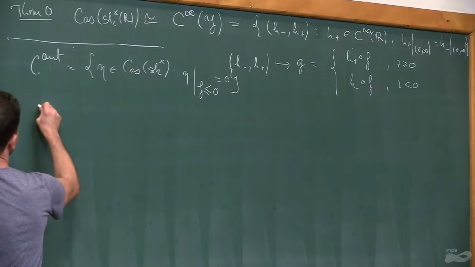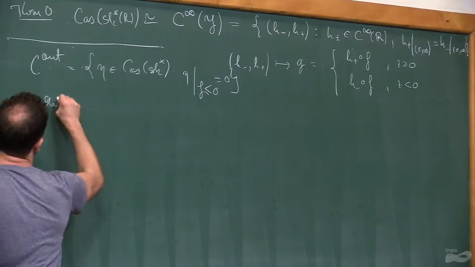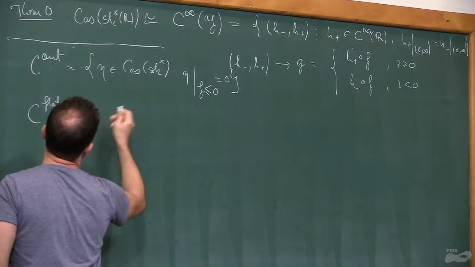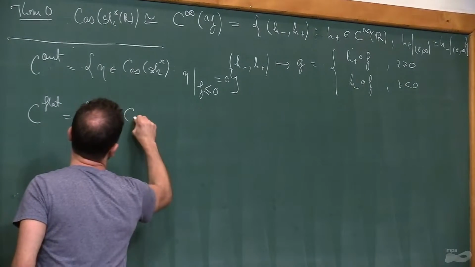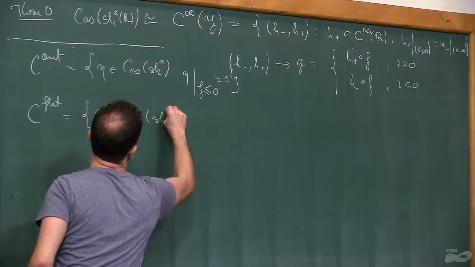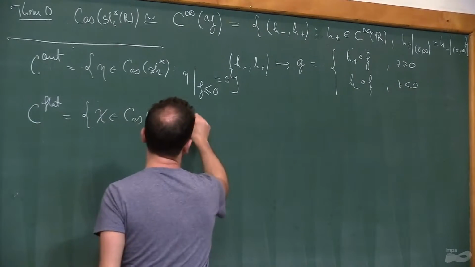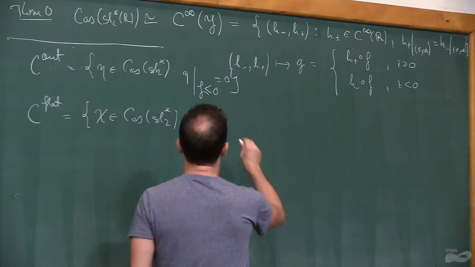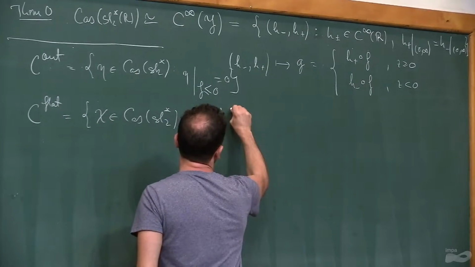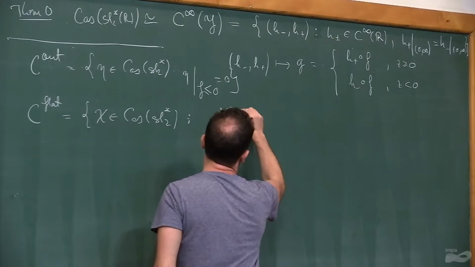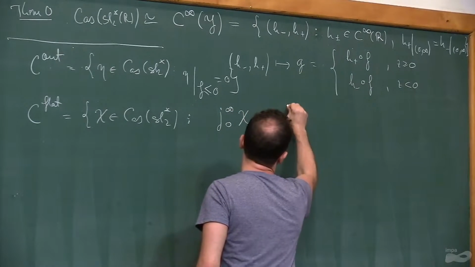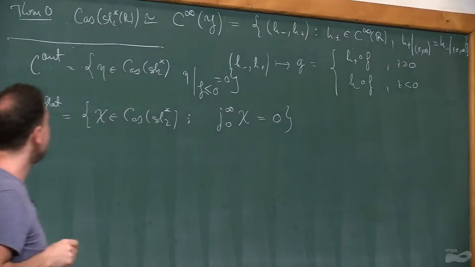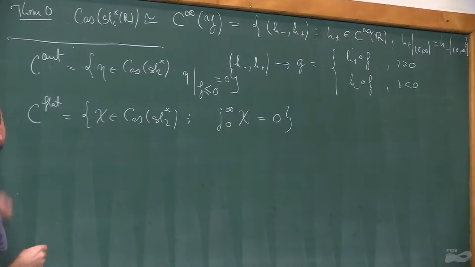And I'll take also a bigger space, which I'll call C flat, which are chi, also Casimirs of SL2 star, such that chi is a flat function at 0. So the infinity jet, so all the partial derivatives at the point 0 of chi are 0. Okay? So C out is a subset of C flat, and this I'll use a bit later.